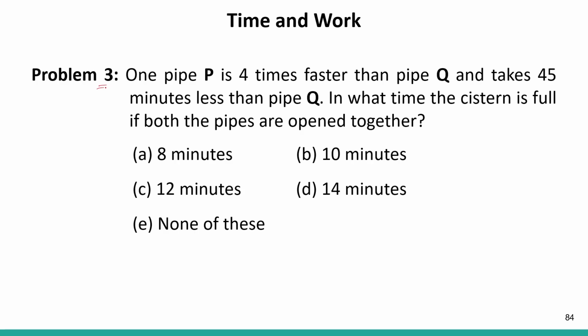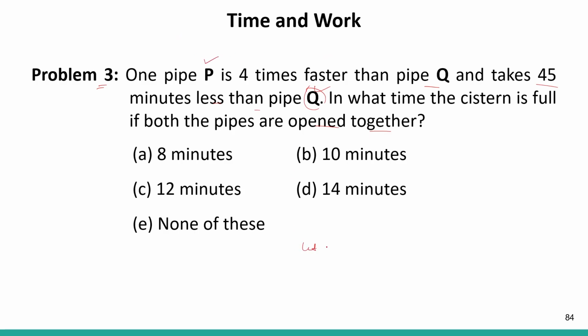Let's go forward with problem number 3. One pipe P is 4 times faster than pipe Q and takes 45 minutes less than pipe Q. In what time is the cistern full if both the pipes are open together? Just try to get your heads around the question. So one pipe P is 4 times faster than pipe Q.